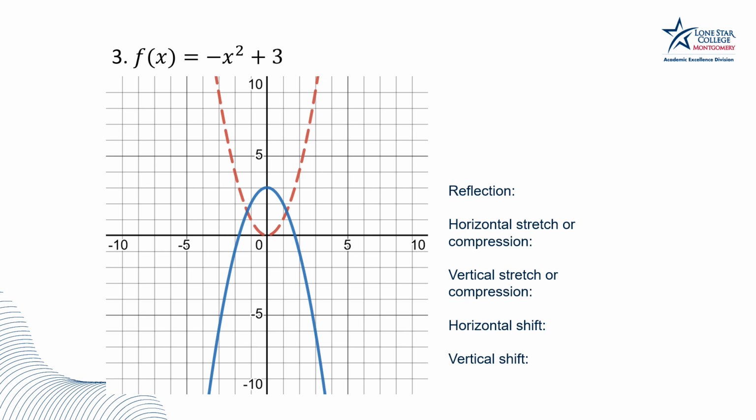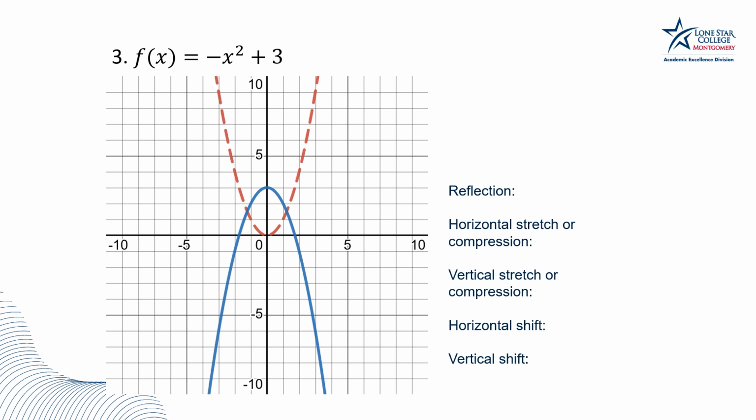So basically what it does is it flips it down. It flips it over the x-axis. And then the plus 3, again, is a vertical shift. So it is moving up 3. That means you take your origin and go up 3 units. That's where your vertex would be. And then we pick two numbers on the left and right. So let's say we pick -1 and +1 and plug them in.